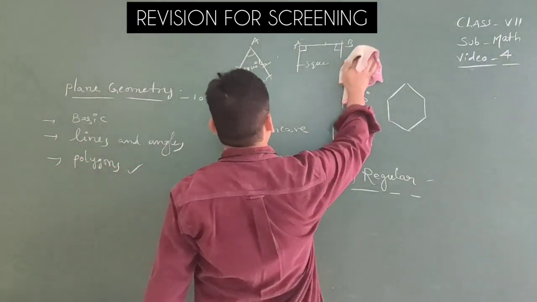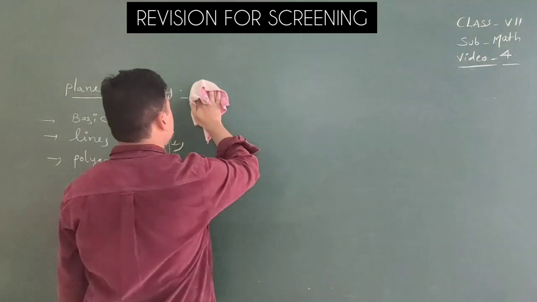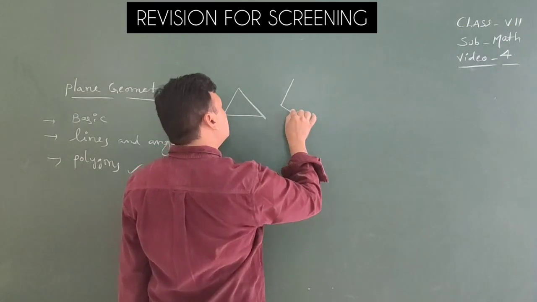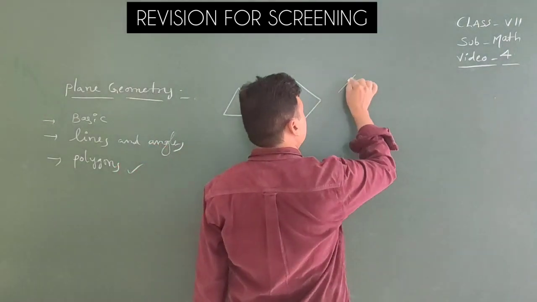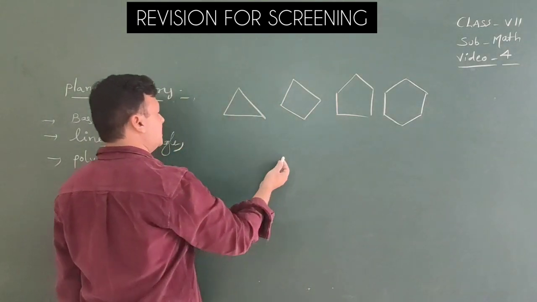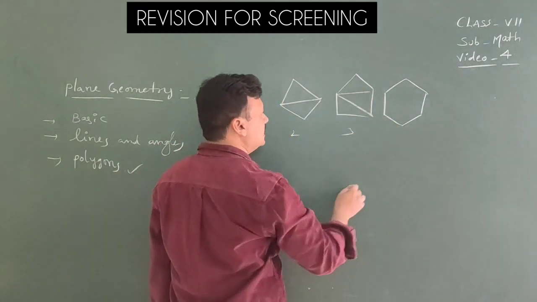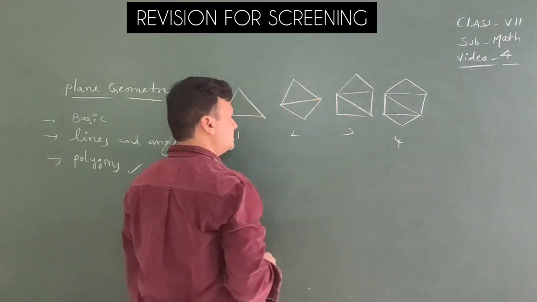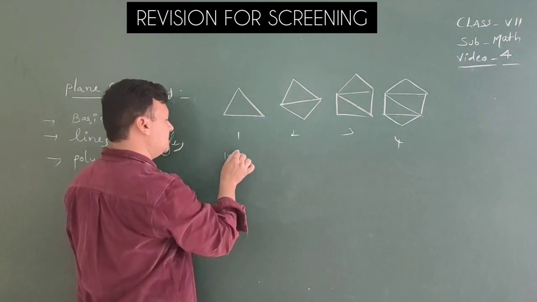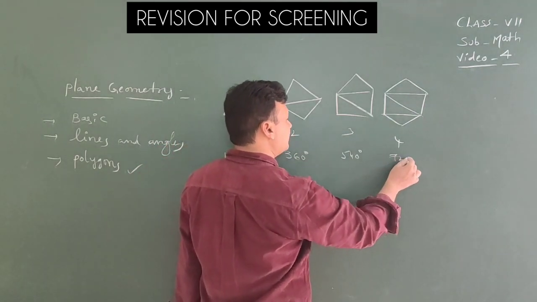Next, the sum of the interior angles of a polygon. First of all, observe this: a polygon can be divided into triangles. I already explained this briefly. Here one triangle, here two triangles, the pentagon is divided into three triangles, the hexagon into four triangles. The sum of the angles of a triangle measures 180 degrees. Two triangles mean 360 degrees, three triangles mean 540 degrees, four mean 720 degrees.